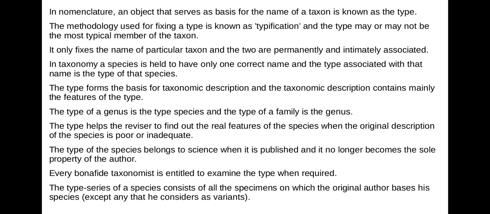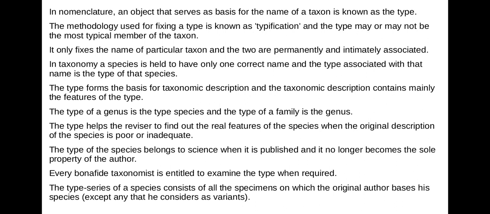In taxonomy, a species is held to have only one correct name, and the type associated with that name is the type of that species. The type is the basis for taxonomic description, and taxonomic description contains mainly the features of the type. The type of a genus is the type species, and the type of a family is the genus. The type helps the reviser to find out the real features of the species when the original description of the species is poor or inadequate.